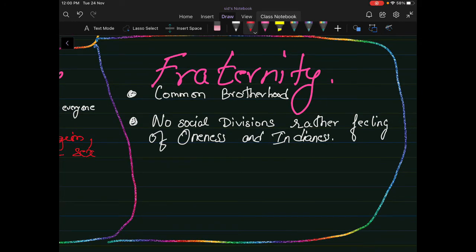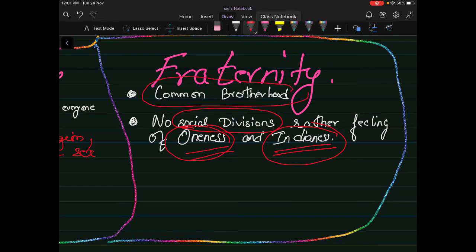And the last one is fraternity. Fraternity means common brotherhood. This is also like a mixture of equality and justice. There should be no social divisions, and we should have the feeling of oneness and Indianness. There should not be any social divisions, like for example the caste system or religion. Rather, we should have the feeling of oneness and Indianness. So that is fraternity. Fraternity simply means common brotherhood.